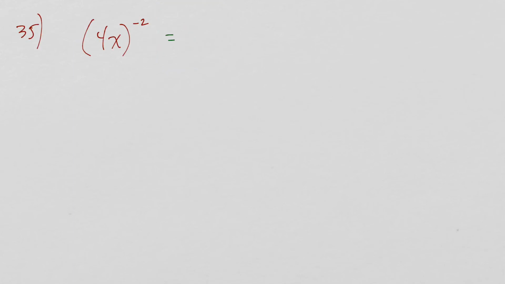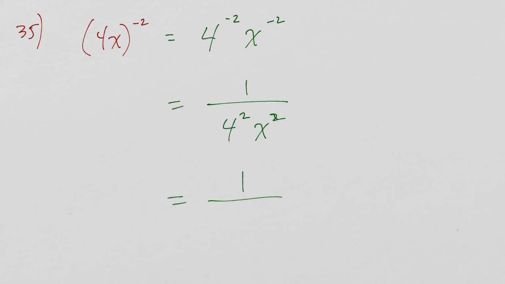Okay, here we're going to distribute that exponent, so we have 4 to the -2, x to the -2, which is going to be 1 over 4 to the 2, well, let's do it in 2 steps. Okay, we're going to distribute that negative, and we're going to get 4 to the -2, x to the -2, which is equal to 1 over 4 to the 2, x to the 2, and then we'll evaluate and get 1 over 16, x to the 2nd.